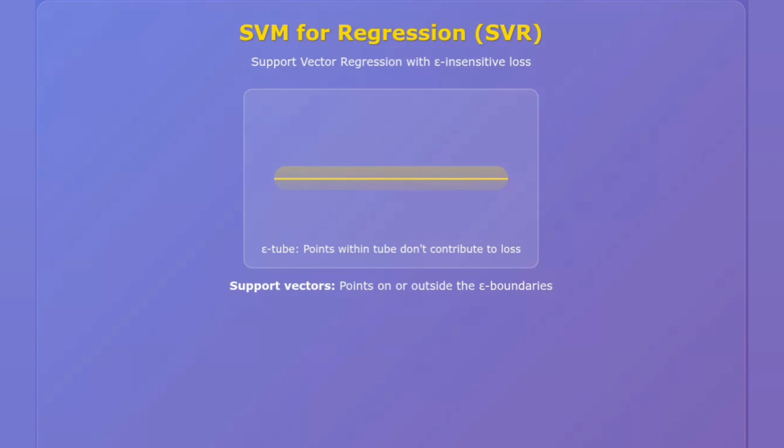Points within this tube don't contribute to the loss function. This makes SVR robust to outliers. The support vectors in regression are the points that lie on or outside of the epsilon boundaries.